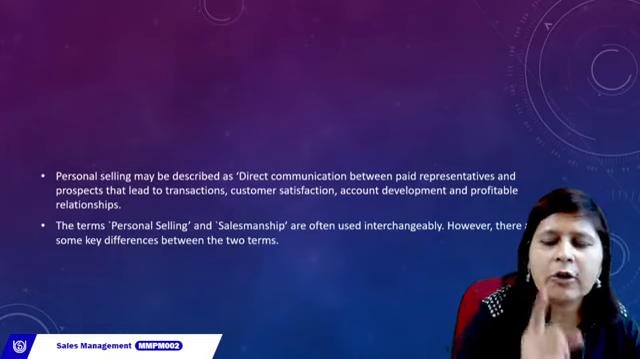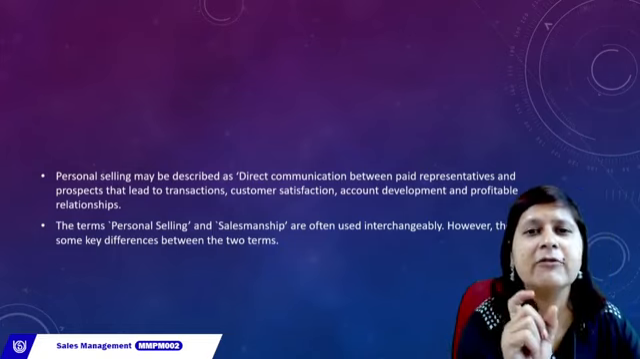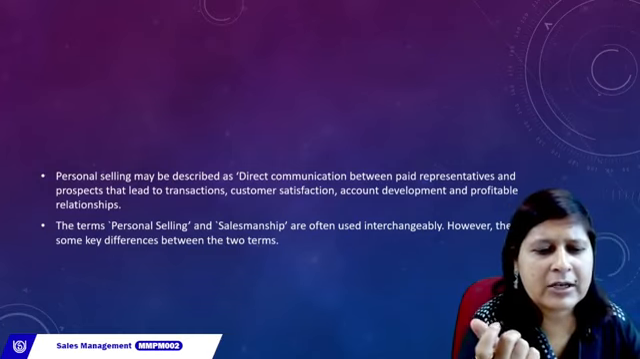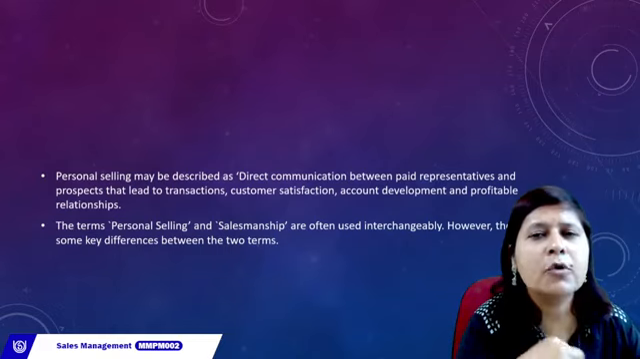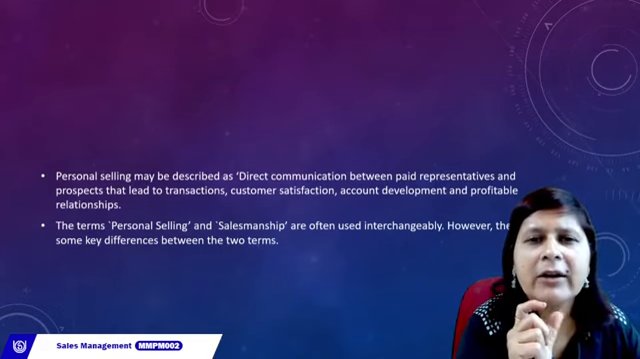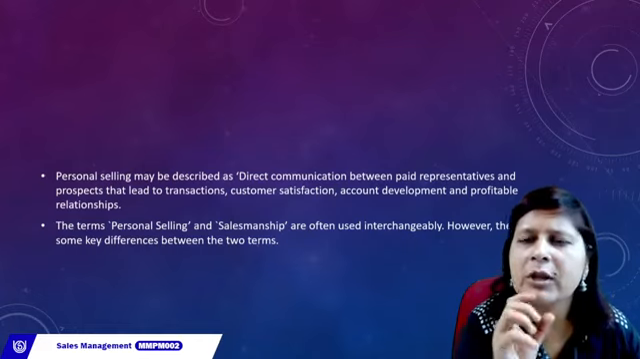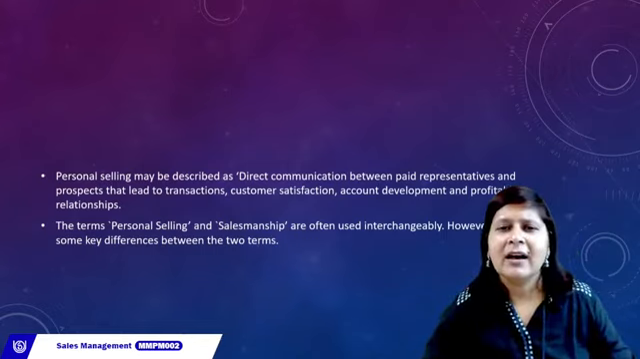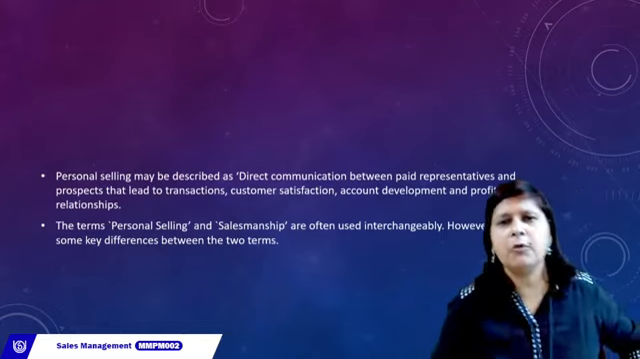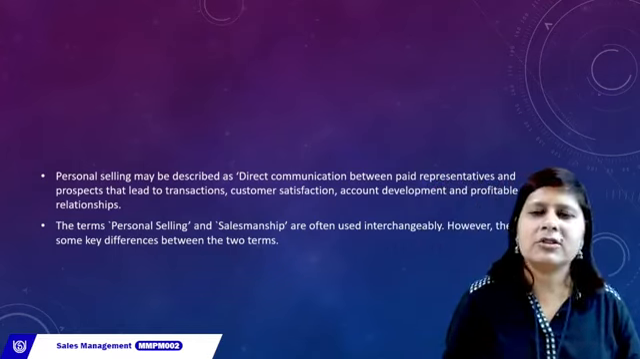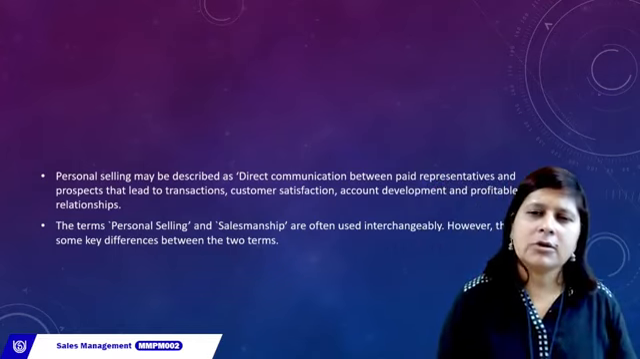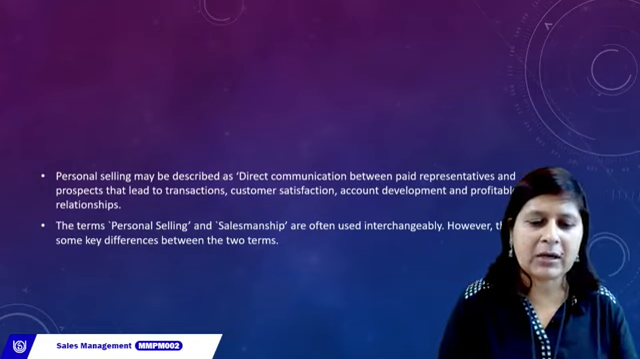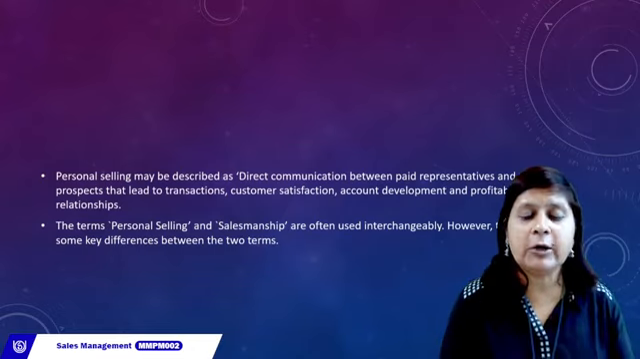So there should be a direct communication between the paid representative or the salesperson of the organization and the prospect. Right? Prospect means who could be your customer. Prospects are all those people who could be your customer, who are interested in your product. So there should be a direct communication between the salesperson and the prospect, and that leads to transactions.